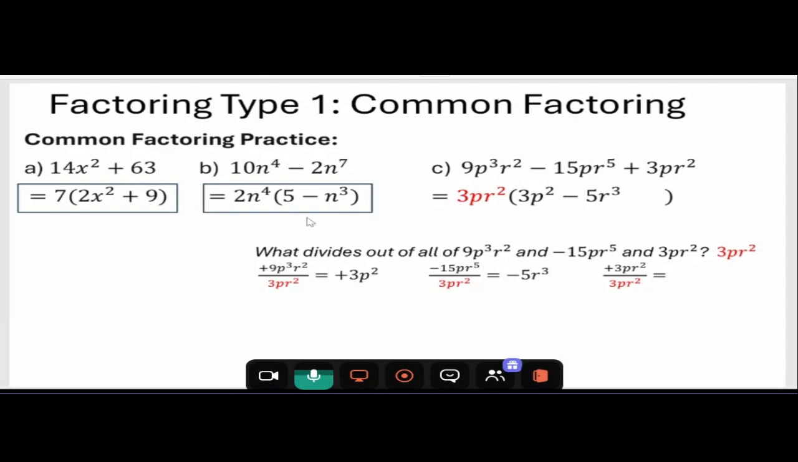This last one's really important, as people will say 3pr squared, oh, I pulled everything out. Here's where it is really important to remember that you're technically dividing, because people will just not put anything there. But there is a 1 left behind, because you divided 3pr squared out of 3pr squared, leaves you with a 1, not a 0.